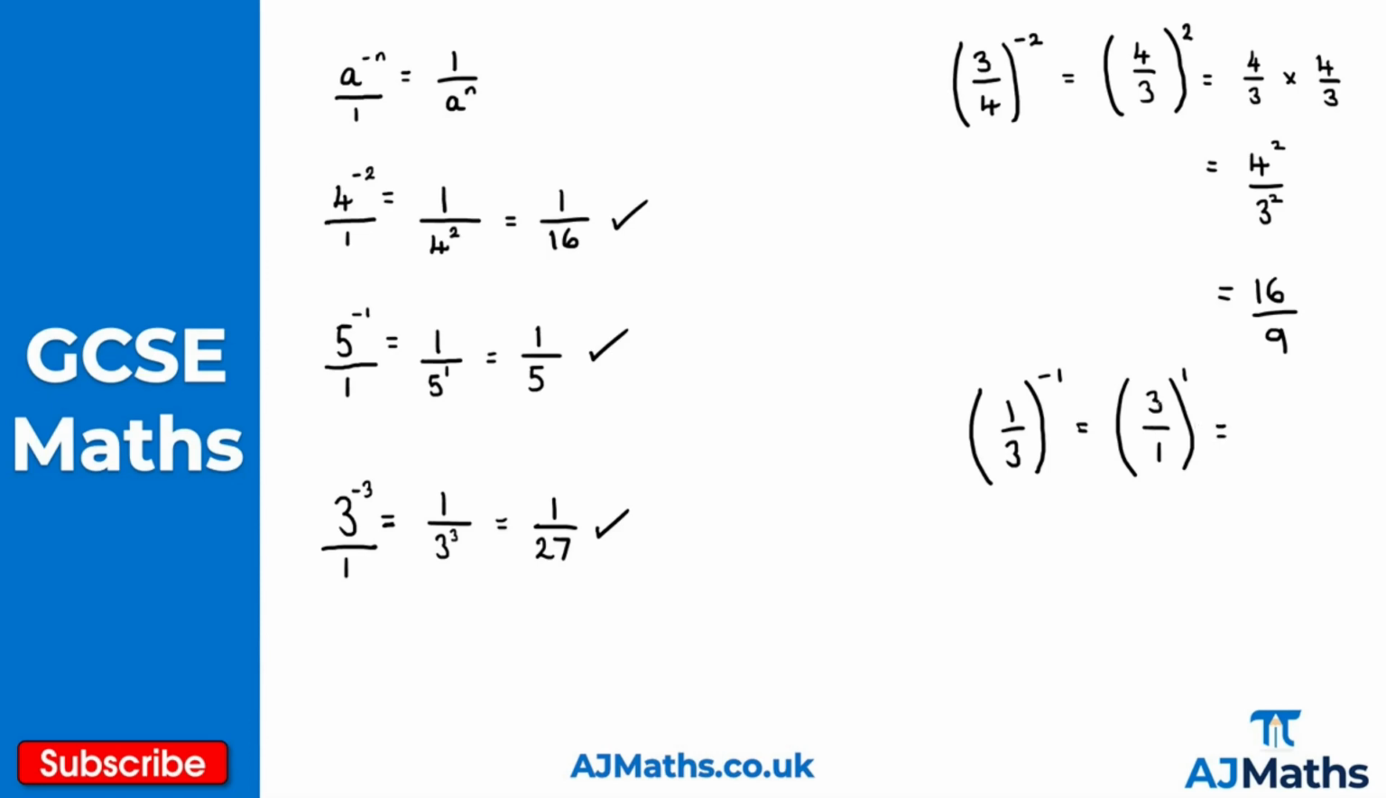Well, in this case now, because I've got 3 over 1 to the power of 1, this is just the same as 3 to the power of 1 over 1 to the power of 1. Well, 3 to the power of 1 is 3. 1 to the power of 1 is 1. So I get 3 over 1, which is simply 3 there. Okay? So like you can see, nothing too challenging, I don't think, for negative indices.